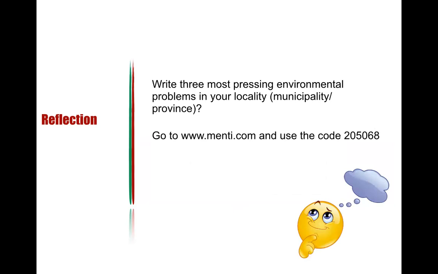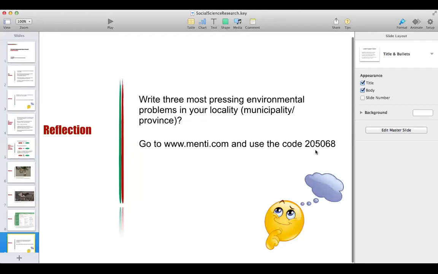Again, let's go to menti.com, and you have to use the code 205068. So the question now is, write the 3 most pressing environmental problems in your locality. It could be your municipality or it could be your province.